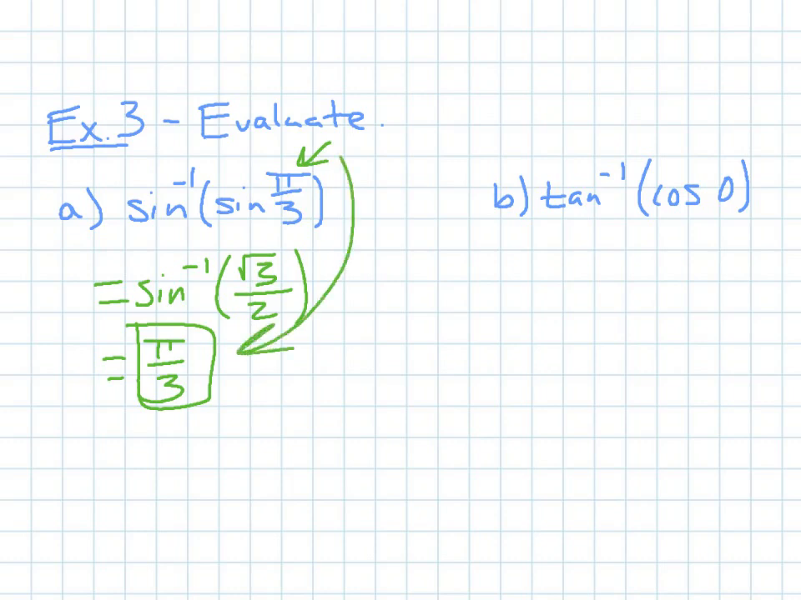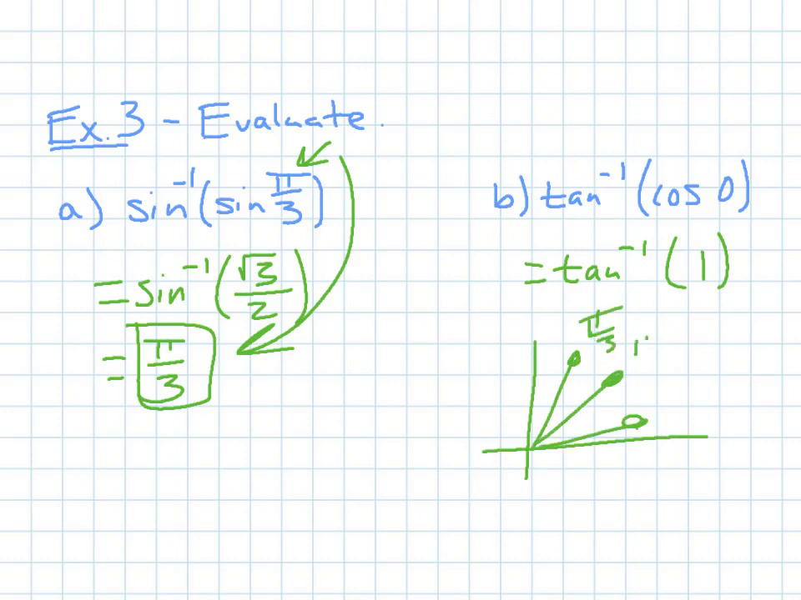Okay? Now here, tangent or the inverse tangent of cosine of 0, so that's 0 radians. So cosine at 0 radians would be the value of 1. So now you want to figure out where tangent is equal to 1. So it's positive, so it's in the first quadrant. So you have pi over 3, pi over 4, and pi over 6.